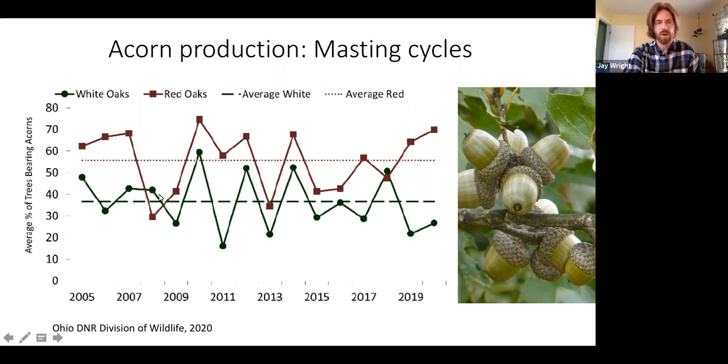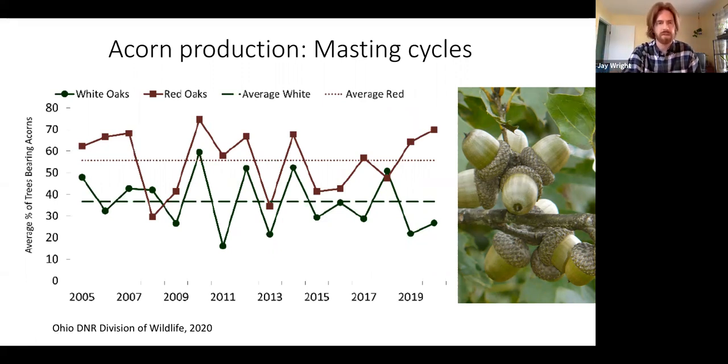And the green line is the white oak group. And the horizontal lines show the long-term averages of production. So you can kind of see here that we have some years that have well above average production, and then they drop very low and then up high, and then we're kind of bouncing back and forth here. And you have very few years that have just an average amount of production.